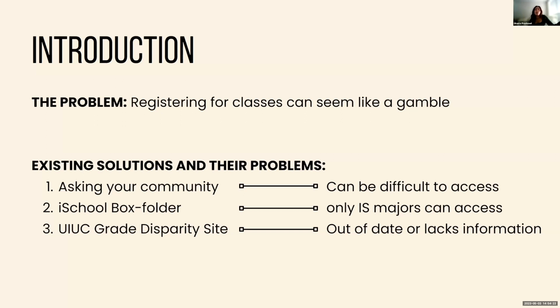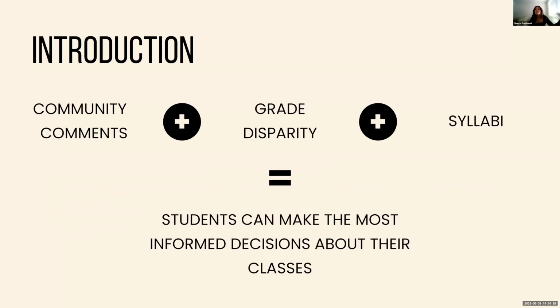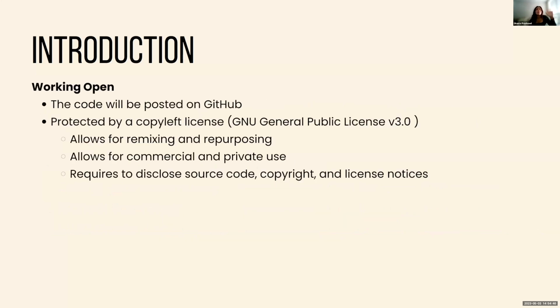So after thinking about these problems and reflecting on my own experiences when registering for classes, I decided to see if I can maybe combine these. And so adding up community comments, grade disparity, and syllabi into a solution that lets students make the most informed decisions about their classes. And that means that ideally the project centers around combining all three of these.